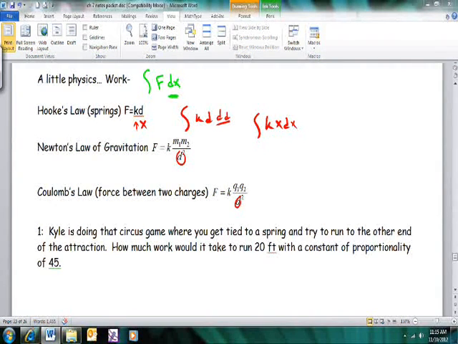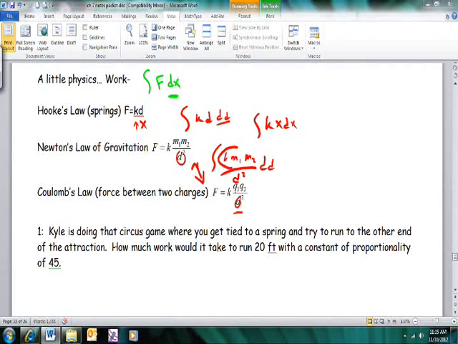Gravitation is the same thing. You're just integrating k, the mass of one thing times the mass of another thing, all over some displacement squared, dd, and you're going to toss in some bounds. Coulomb's law, which is the force between two charges, such as one electron and another electron, or an electron and a proton, would be k times the two charges, divided by the square of their distance. These look pretty darn similar, don't they? So our integral is going to be very similar.